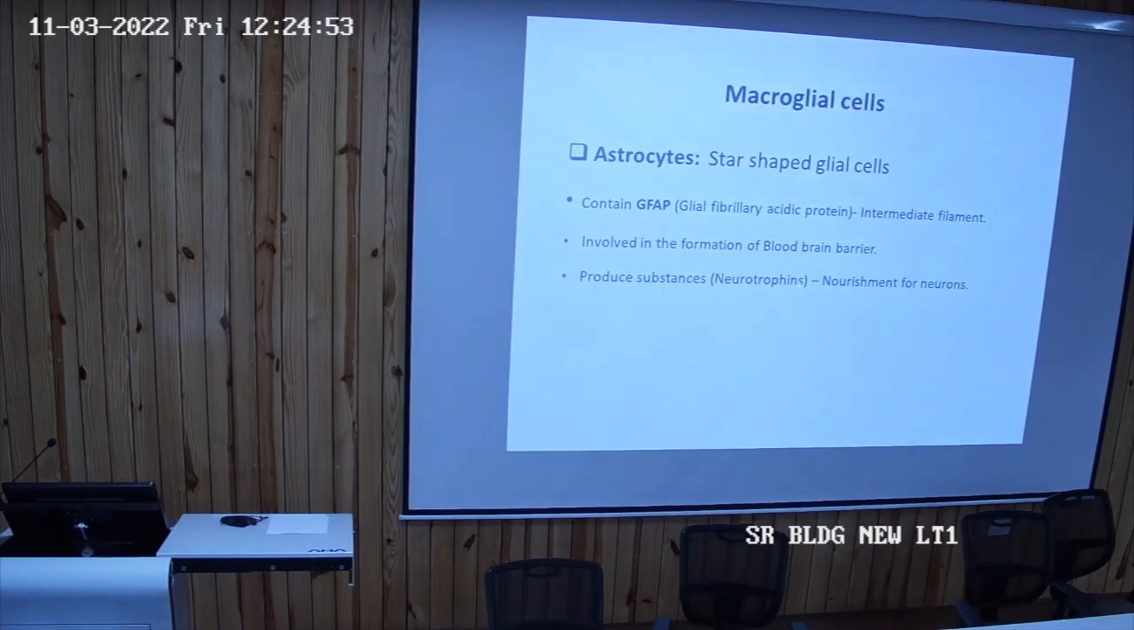It also produces neurotransmitters. There are two types of astrocytes: fibrous and protoplasmic. Fibrous astrocytes reside mainly in the white matter of the brain, and the protoplasmic astrocytes are mainly situated in the gray matter. So these are the types of glial cells.